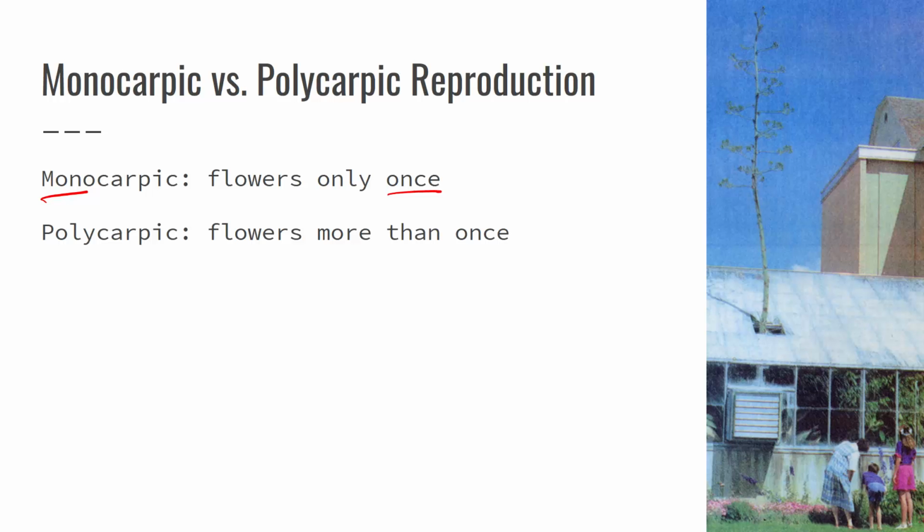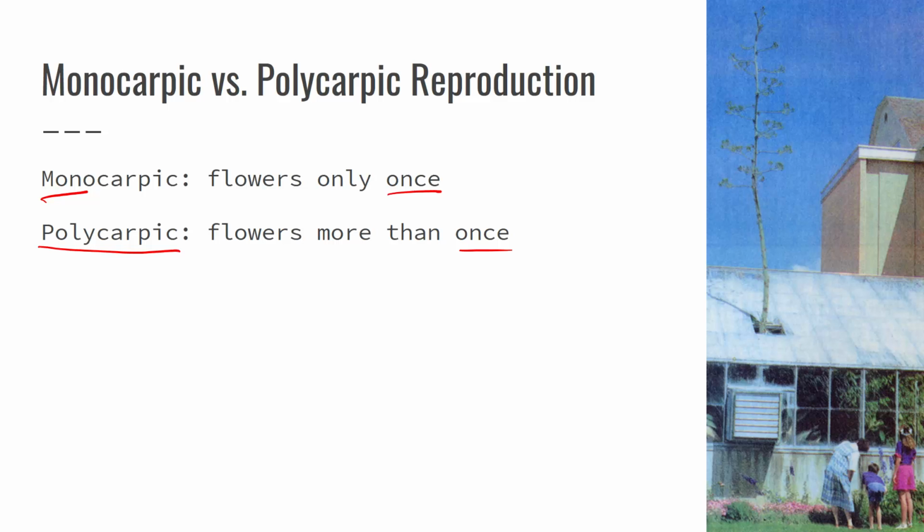Bamboo, 128 years. Perennial, right? But it only flowers once. So what is it? Monocarpic, right? So it's monocarpic and perennial. Then you could have your cherry trees in your backyard. They're polycarpic. They flower every spring, right?